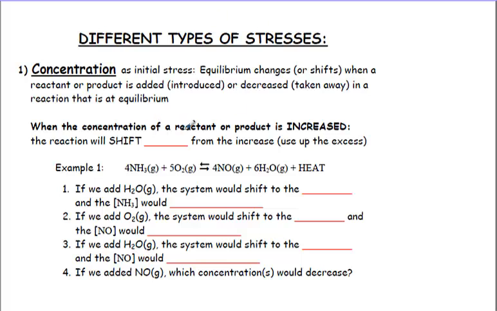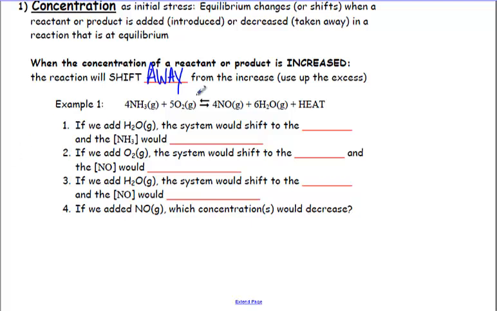So when the concentration of a reactant or product is increased, now this is very important, so we're talking about the increase in concentration, the reaction will shift away from wherever the increase occurred. Okay, and it's going to use up the excess, which means then whatever is on that side that was increased, everything else on that side is going to decrease.